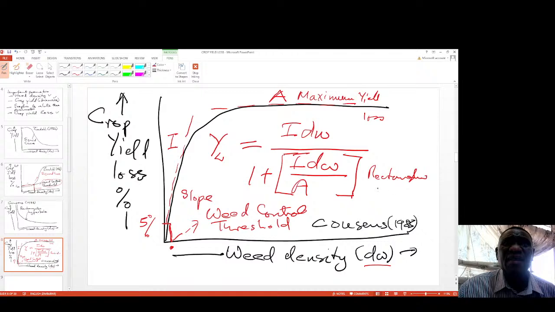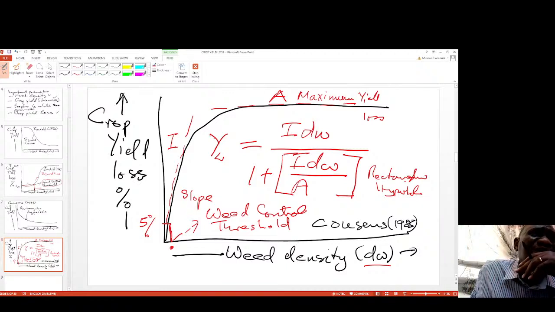Rectangular hyperbola. And please note that equation, which you can also use to estimate yield loss: you multiply the slope times density, or I times dW, and divide it by 1 plus, in brackets, I times dW over A, which is the maximum yield loss.